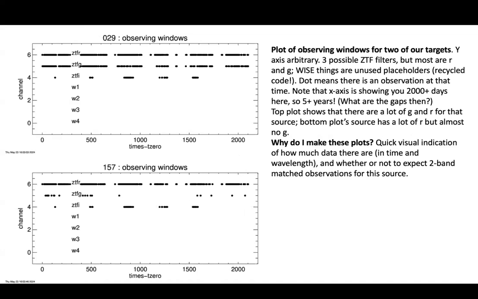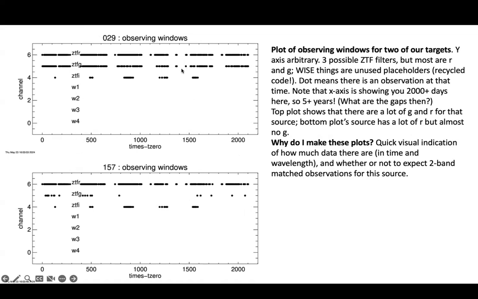I have found that making plots of observing windows is useful. So these are two examples, right, where this is an arbitrary y-axis, but this is just showing you a dot every time I've got a data point for ZTF r, g, and i. I didn't plot the WISE ones there.